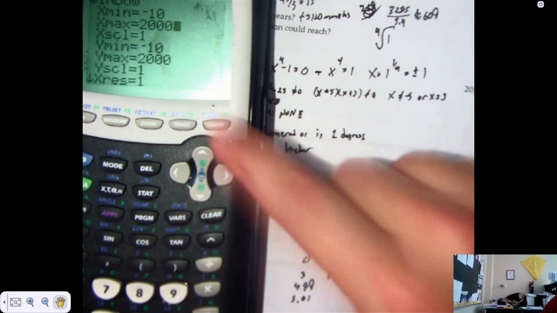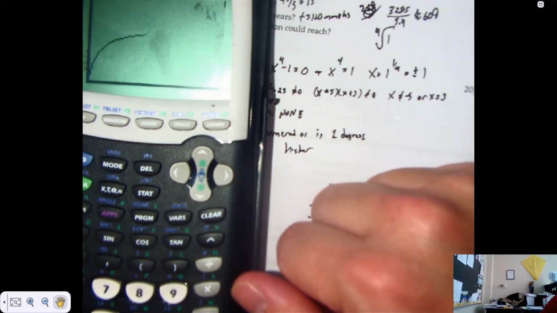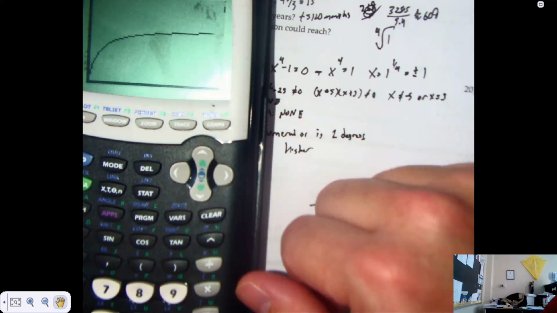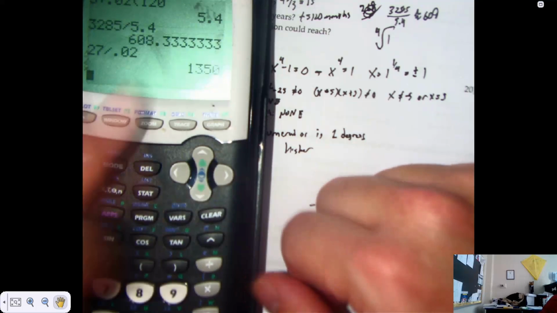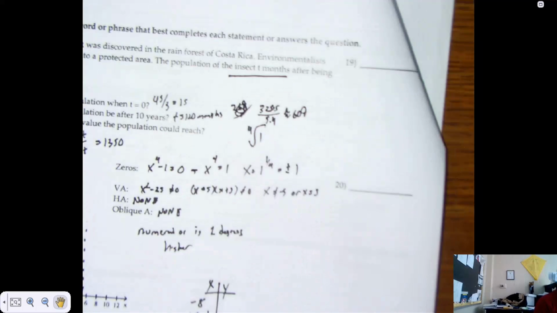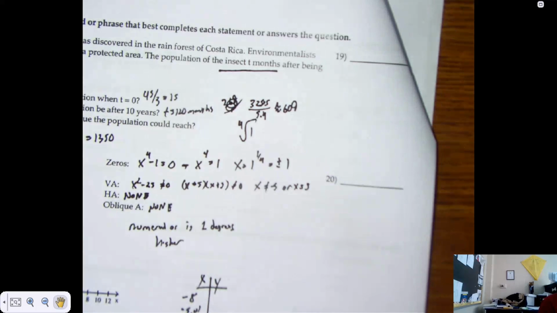Okay, 2,000 months. Yeah, we're starting to get there. You see it leveling out? 2,000 months, that's a long period of time. More than you or I will be alive. Yeah, it's still working backwards.